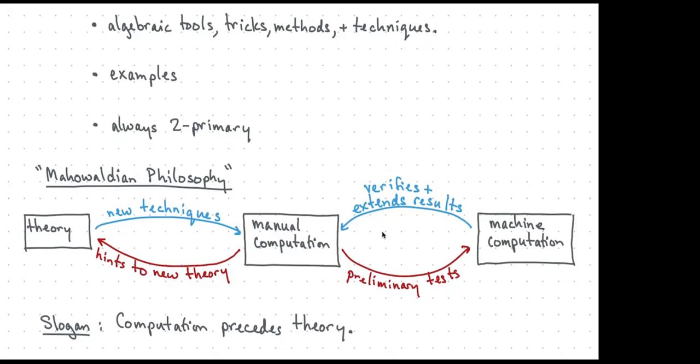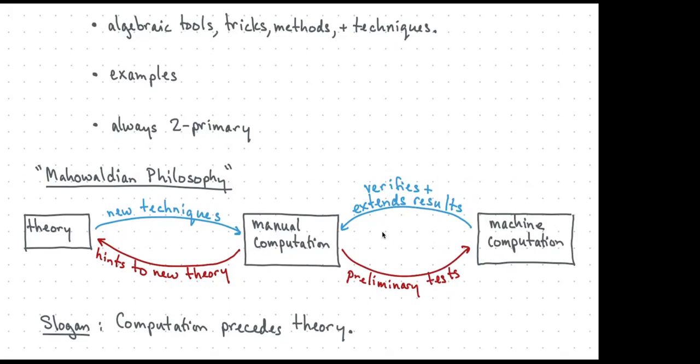Okay, so that's these arrows here. This relationship between theory and manual computation. And similarly, manual computation and machine computation play off against each other. Manual computation could be viewed as a preliminary test for a more extensive machine computation, or on the other hand, machine computation verifies and extends the results that can only be carried so far by hand.